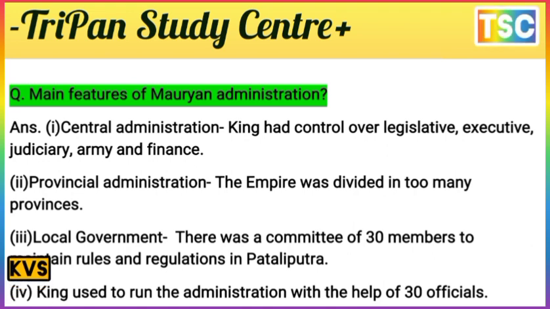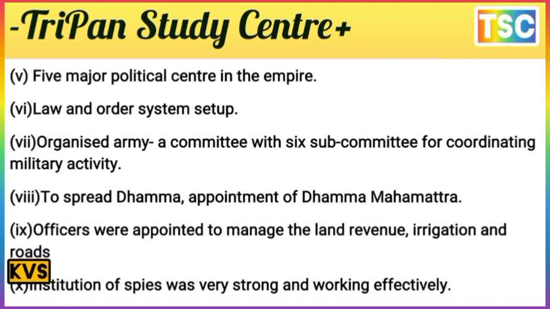The king used to run the administration with the help of 30 officials. That's important. There were five major political centers in the empire. And a law and order system was set up. That's important.